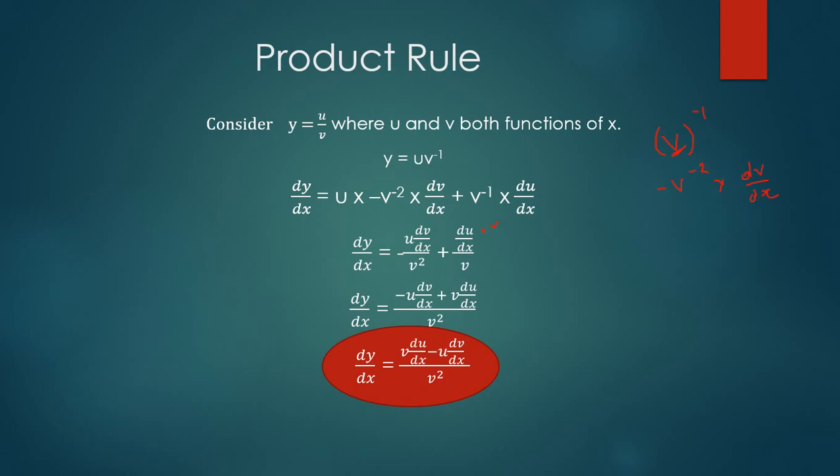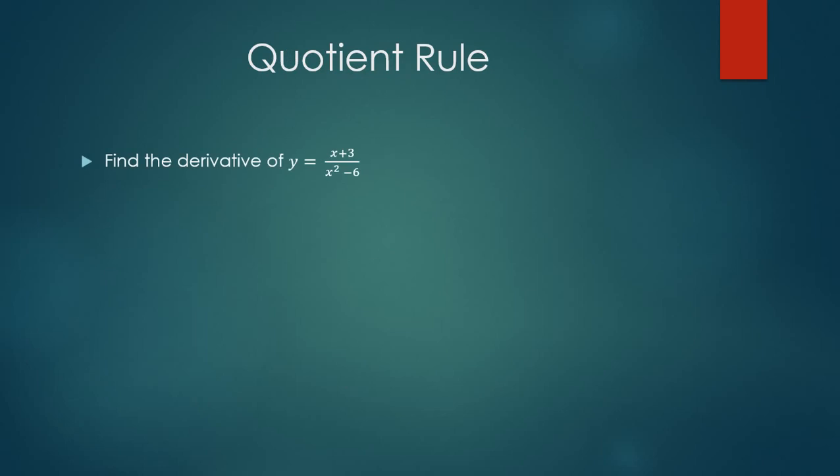So now we're going to look at how we apply the quotient rule to differentiate functions. So we want to find the derivative of y is equal to x plus 3 divided by x squared minus 6. So we first identify our u. Our u is the function at the top. So remember, y is equal to u divided by v. So u is the function at the top. So u is x plus 3. And we're going to differentiate that and we get 1. v is equal to x squared minus 6. Differentiating that gives us 2x.